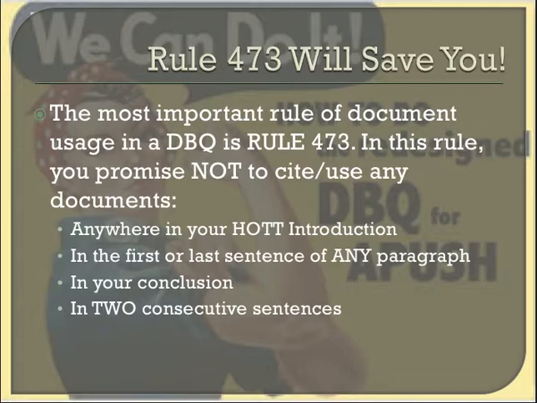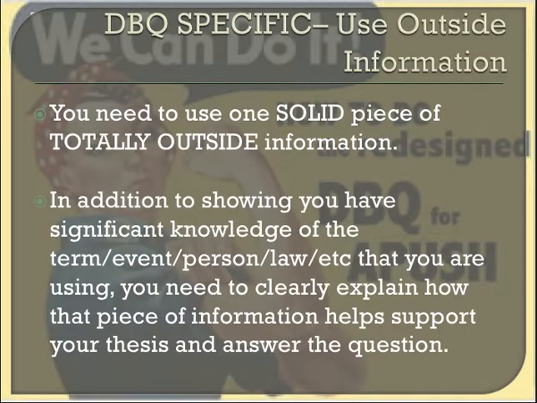Okay, now the last nuance of the DBQ compared to the long essay is that you need to have one solid piece of outside information. In addition to showing you know how to analyze a document and that you can craft a thesis, you have to show that you know something else about history related to this time period. So it can be some sort of significant knowledge of a term, an event, a person, a law, etc. that you are using, but you have to explain it fully. This should be about 3 sentences. It's an entire usage of a piece of evidence.